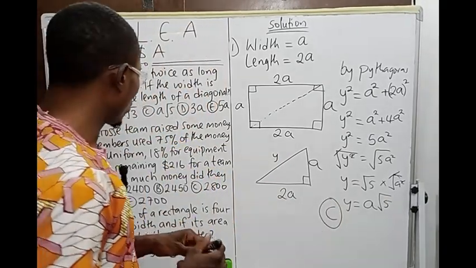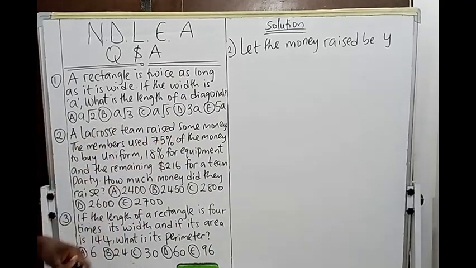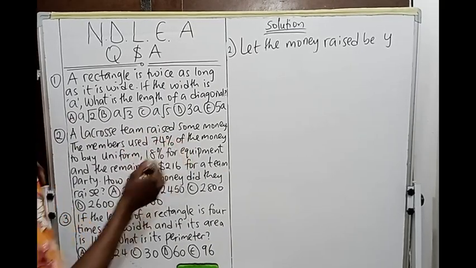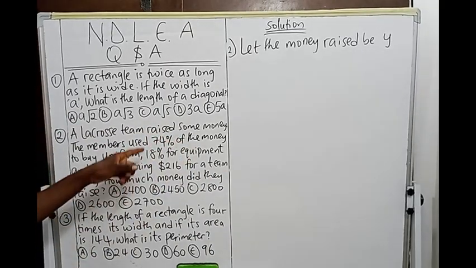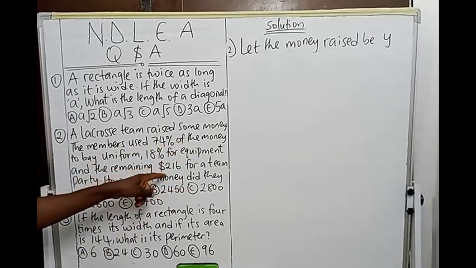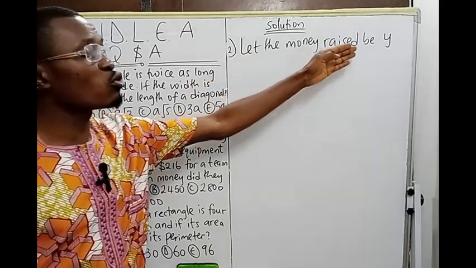Now move to number 2. Number 2 reads, a lacrosse team raised some money. The members used 74% of the money to buy uniform, 80% for equipment, and the remaining $216 for a team party. How much money did they raise? Now we let the money raised to be Y.